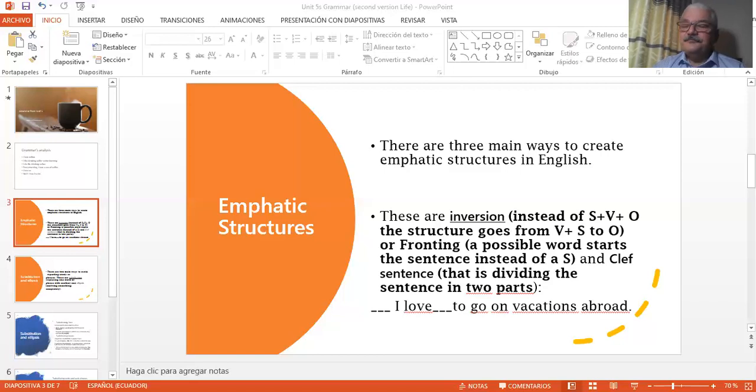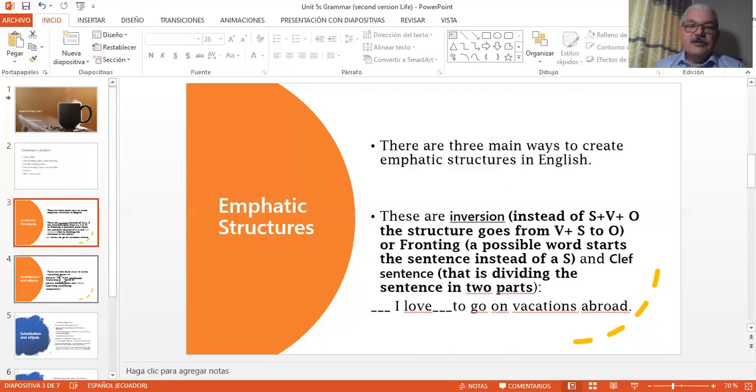So that was the first idea we want you to analyze in English, the cleft sentences, okay? And of course, we can also use other devices for different reasons. Before I continue with this, let's get back to our presentation. And remember that there are three forms, okay?